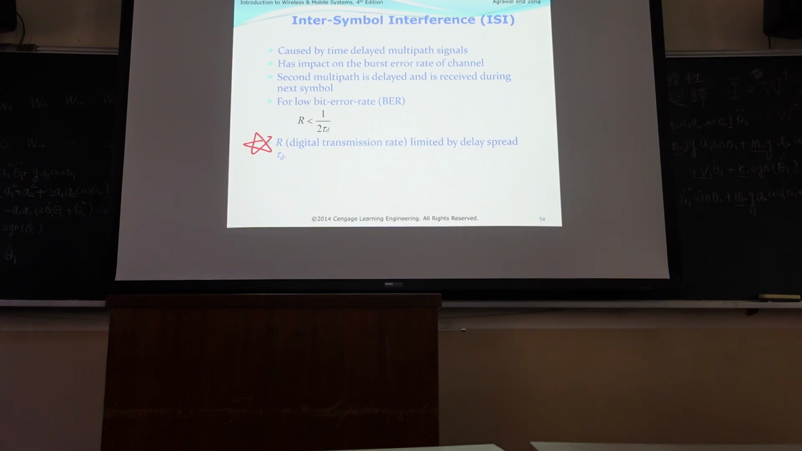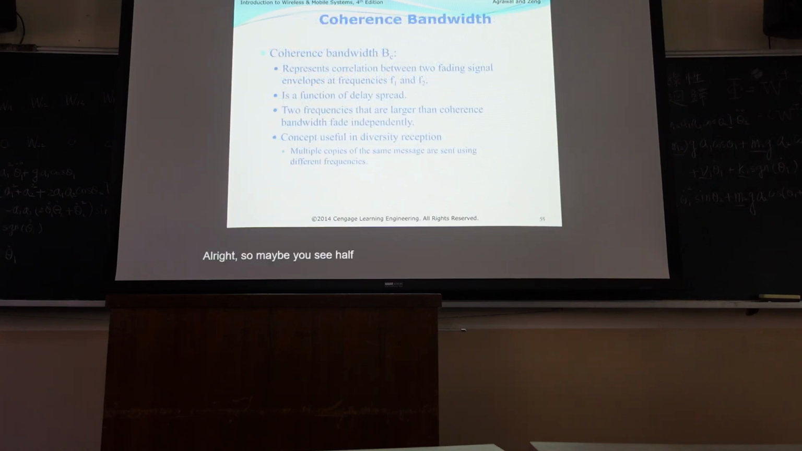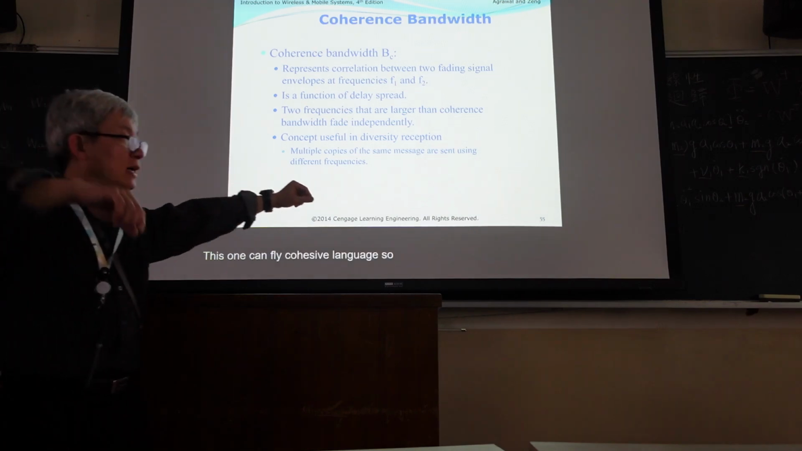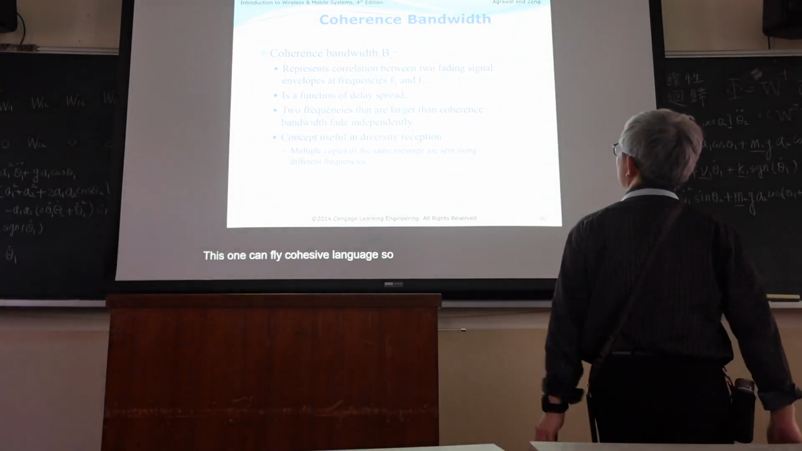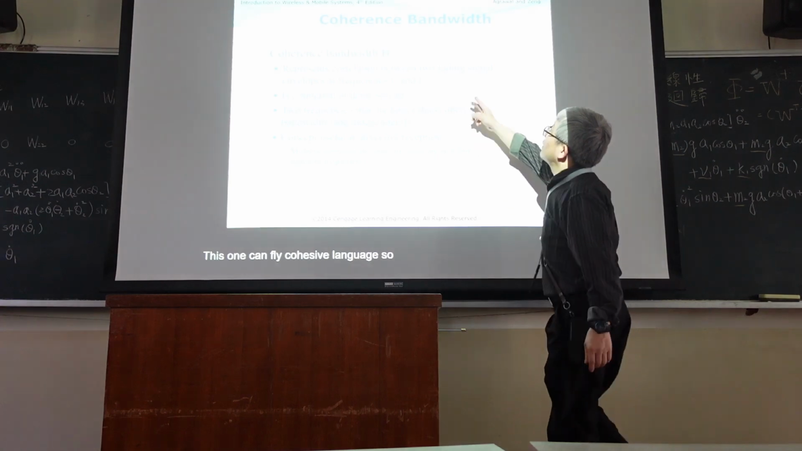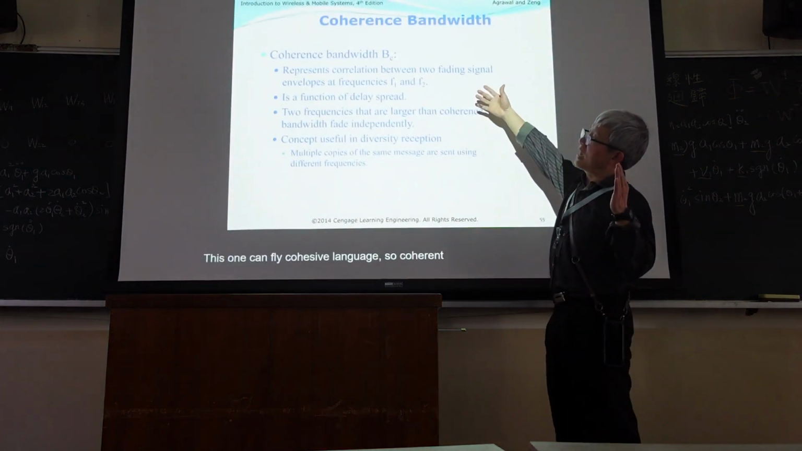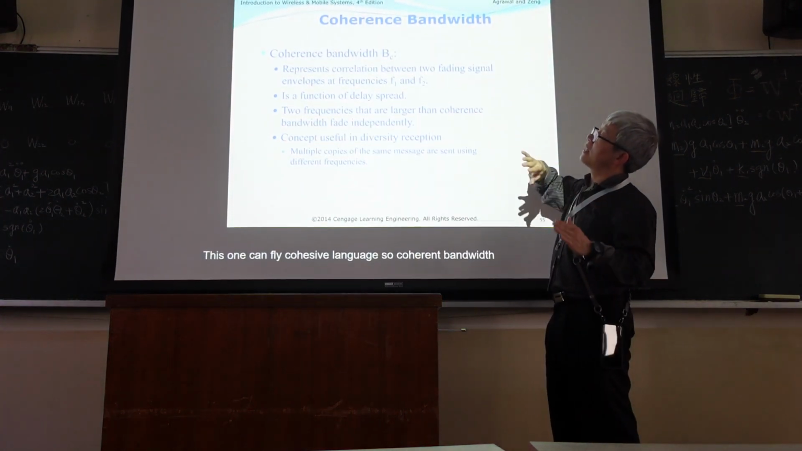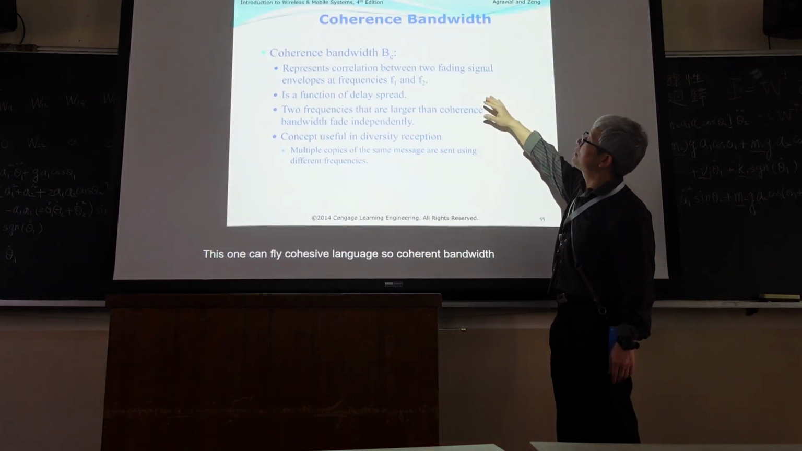Alright, maybe we still have a few seconds. This one defines coherence balance. Coherence balance is actually a different separation: to find the signal angle at a different signal, and then the difference is called the coherence balance.